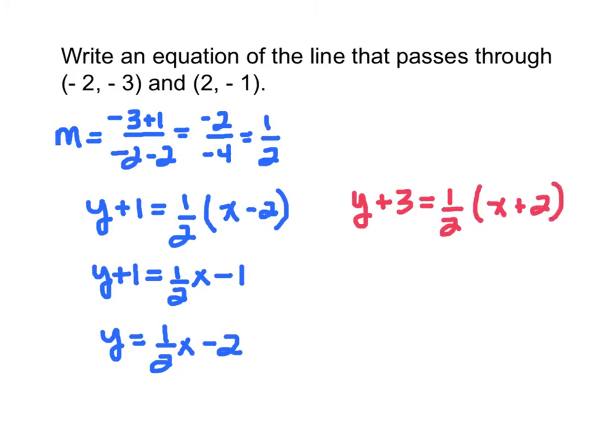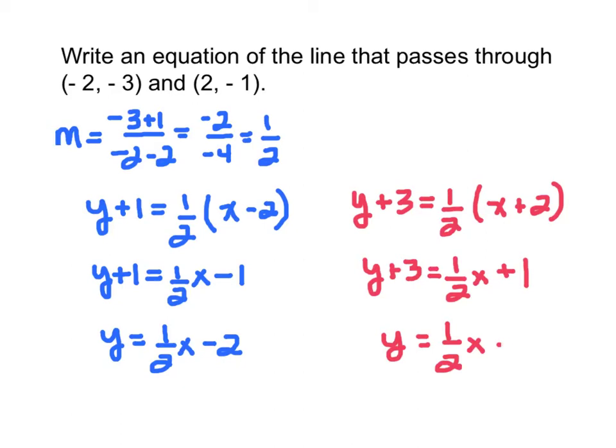I'm going to distribute the 1/2 inside, and so y plus 3 equal to 1/2 times x, 1/2 times 2 is going to give me plus 1. And now let's subtract 3 from both sides of the equal sign. In subtracting 3, I have y is equal to 1/2 x, and 1 minus 3 is going to give me minus 2.